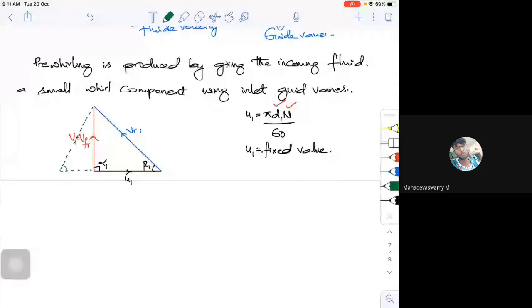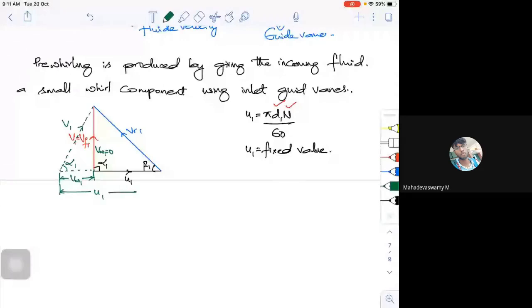So this will be my alpha 1, and this will be my V1. I will have a small value of VW1 here. Earlier, for the first triangle in the continuous line, the VW1 was 0. But here, when I give a small pre-whirl, what will happen? Your U1 is still fixed. So what will happen to your beta? Beta also will change.